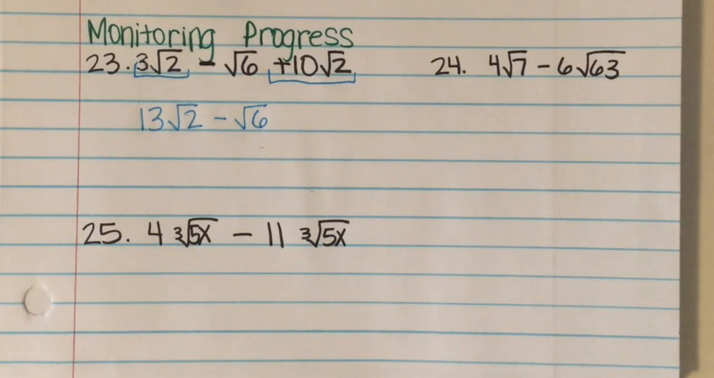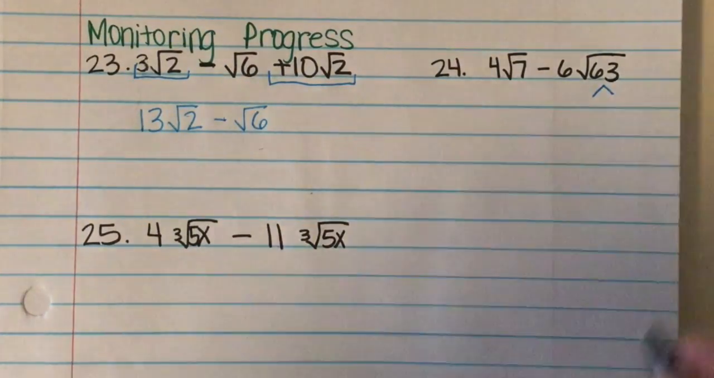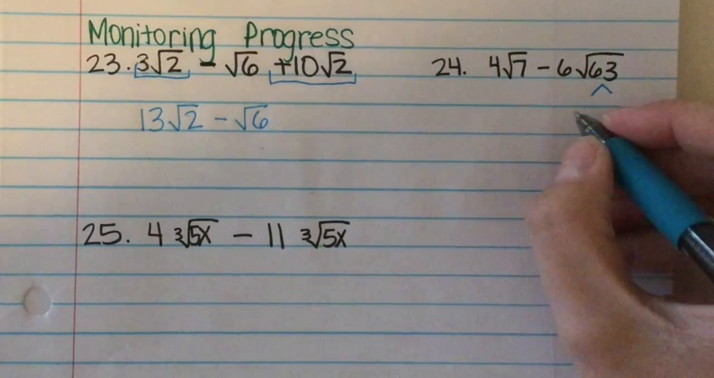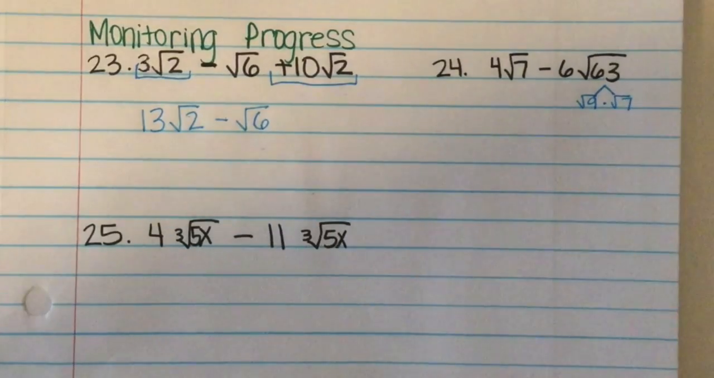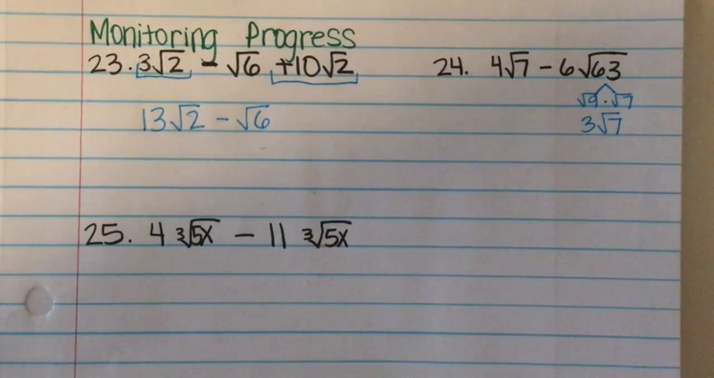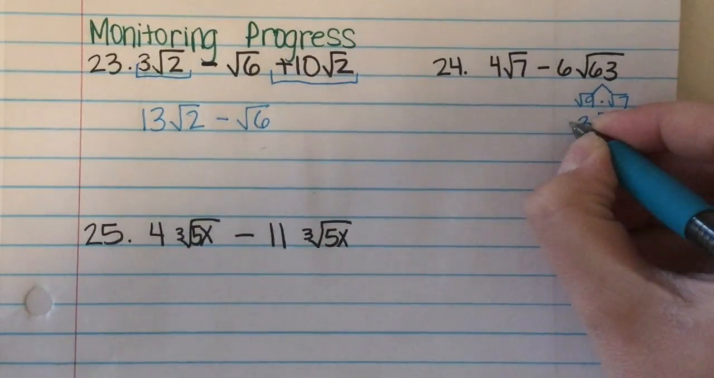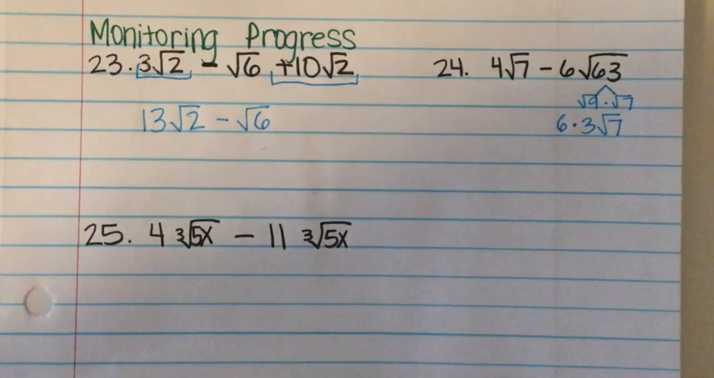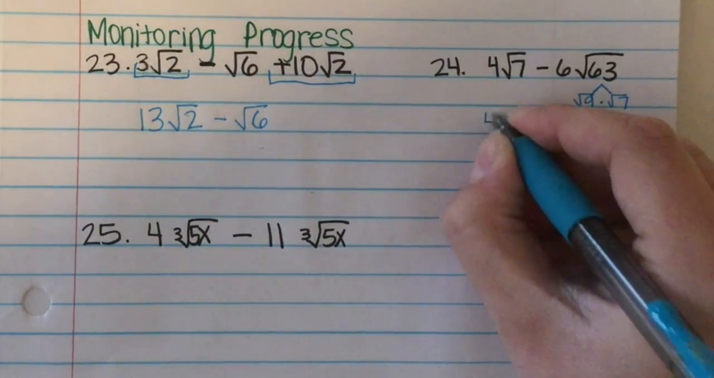In number 24, it does not appear that I have any like radicals. However, I can break apart and simplify the square root of 63 so that I will get some like radicals. So, square root of 63, I can pull out the square root of 9 times the square root of 7. So the square root of 9 simplifies to 3 square root 7. Now what makes this a little bit tricky is that I do have to still keep the 6. So 6 is being multiplied by 3 times the square root of 7, and everything else will stay the same.